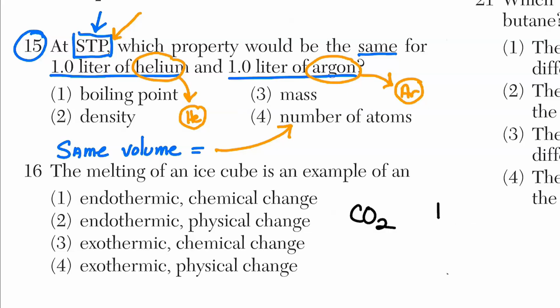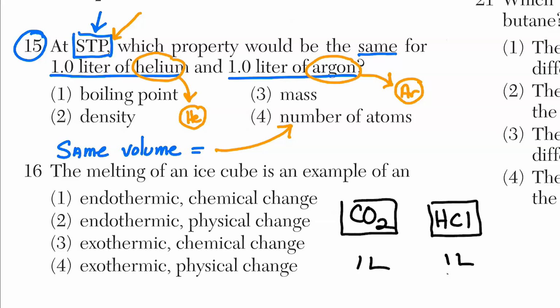How about if I do CO2 and HCl? These are both gases. Now, if they're both 1 liter, and they're both at the same conditions of temperature and pressure, they will not have the same atoms. You can see that for every one particle here there are 3 atoms, and in this particle there's 2 atoms. And I'm counting capital letters for different elements. Okay, so careful with that. So in any case, 15 is 4.